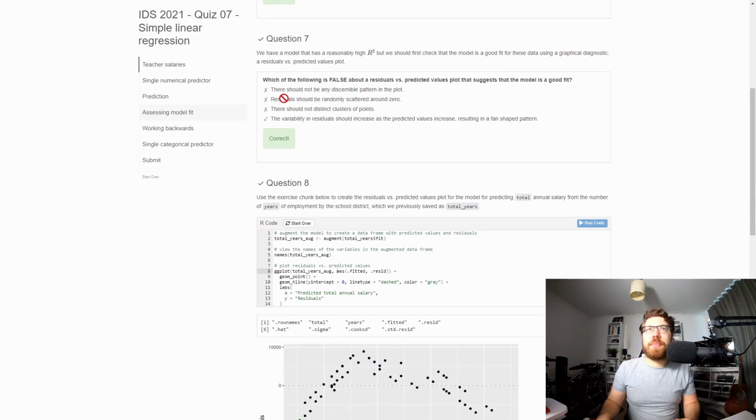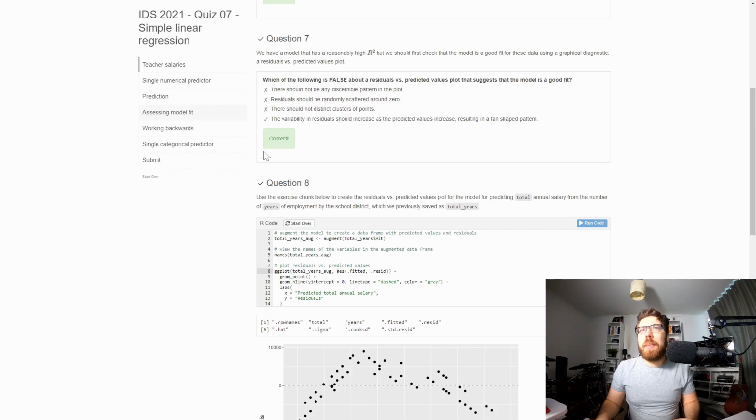Okay, question 7. We have a model that has a reasonably high R squared, but we should first check that the model is a good fit for the data using a graphical diagnostic. So having a look at the residuals versus the predicted values. Okay, so which of these is false about residuals versus predicted plot that suggests that the model is a good fit? So here we're just again saying that if we've got a good model, it shouldn't have any pattern in the predicted versus the residuals.